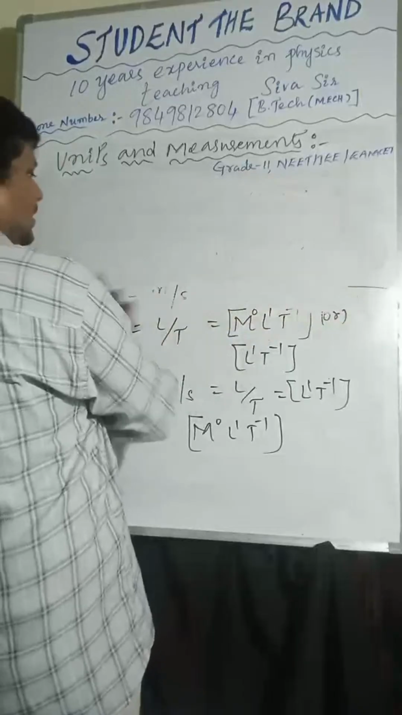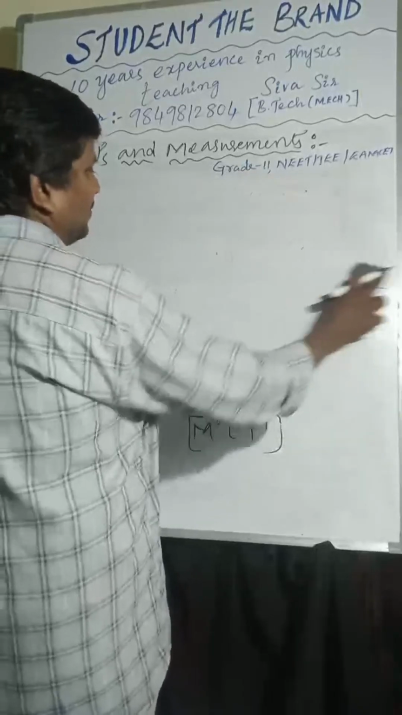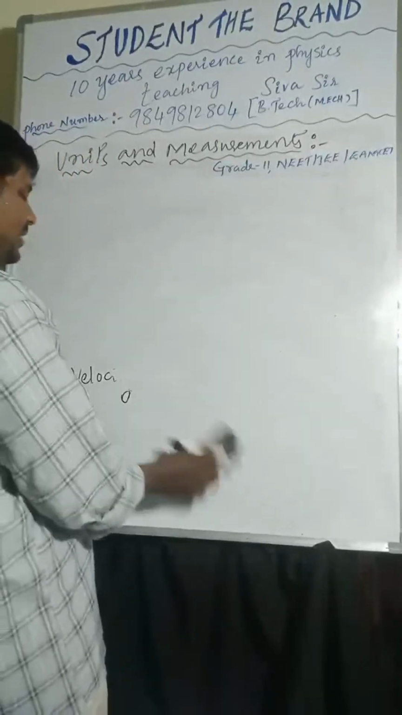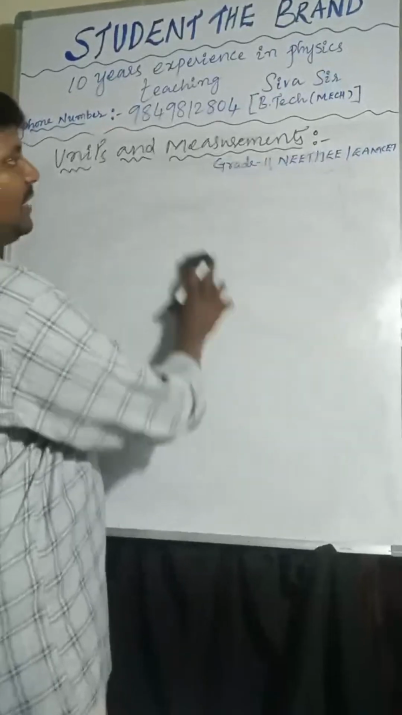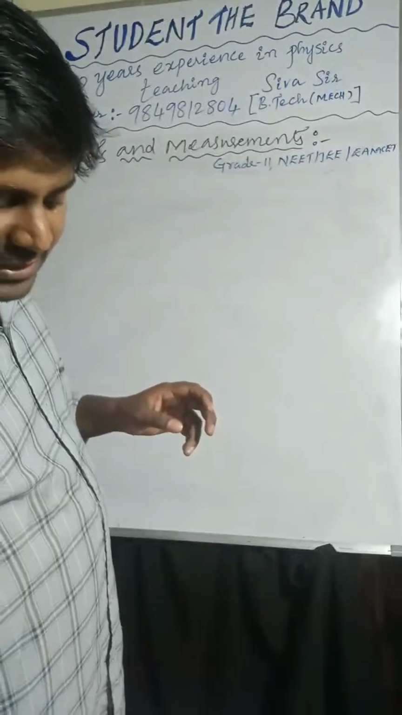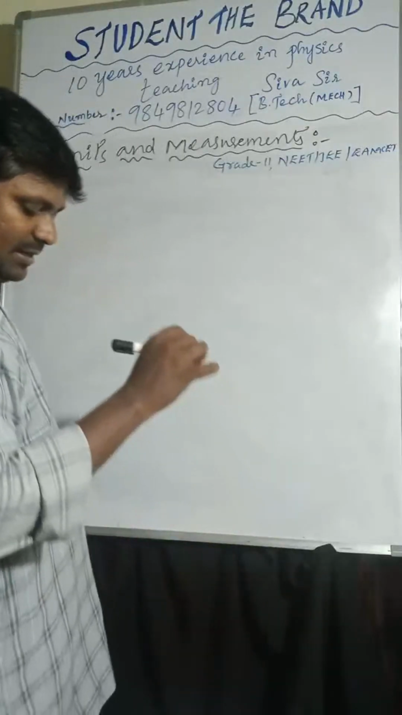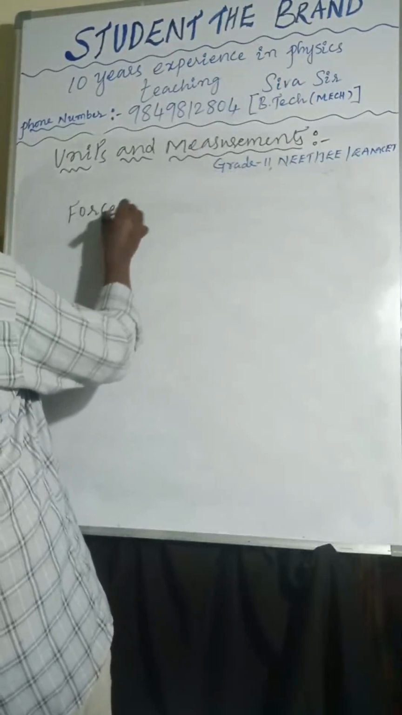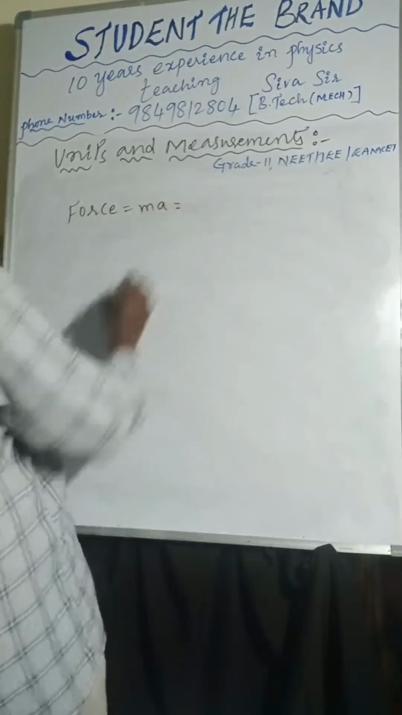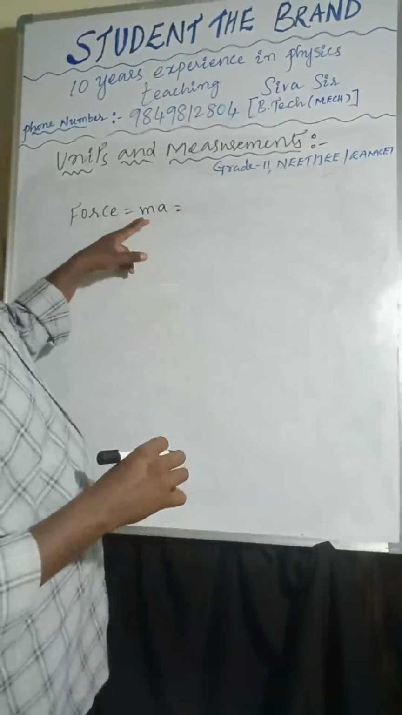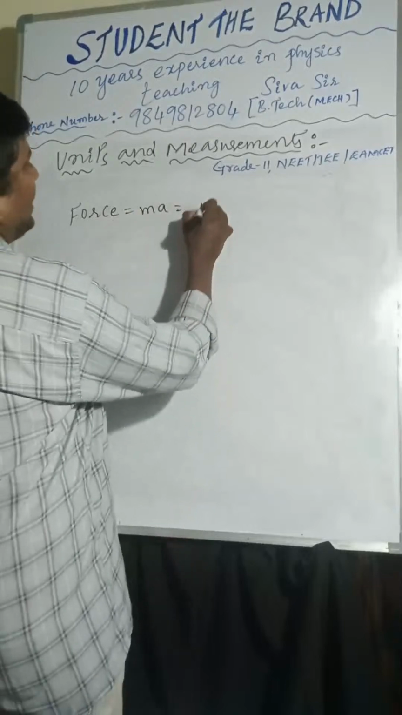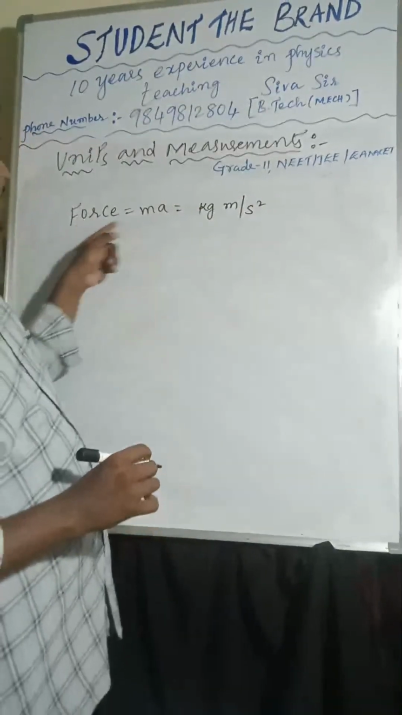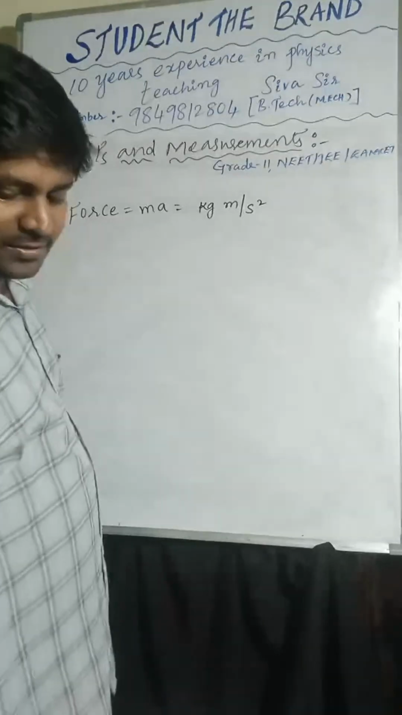Next one, you can consider force. I will write the dimension formula of force. If you want to write the dimension formula of any physical quantity, you must understand the formula. So what is the force formula? Force equal to ma. m is the mass, kg, and a is meter per second square. So F equal to ma.